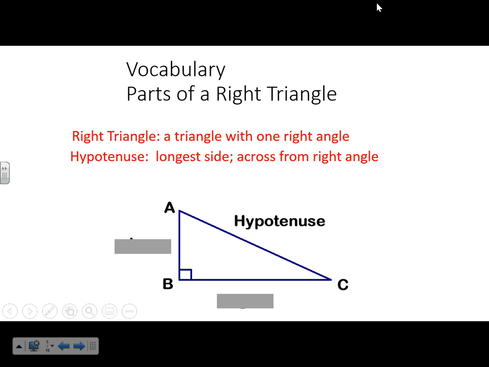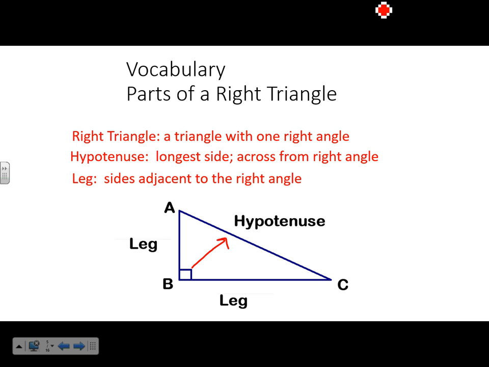The hypotenuse is the longest side. It's across from the right angle, so it's the opposite of the right angle. It doesn't touch the right angle at all. And the leg, there are two legs, and it's adjacent to the right angle. So it's right next to it. It's touching the right angle. It's the two lines that make up the right angle. The two lines are perpendicular, if you will.